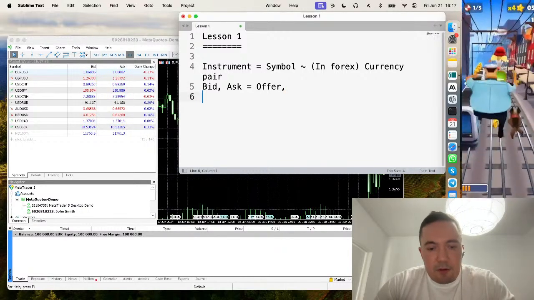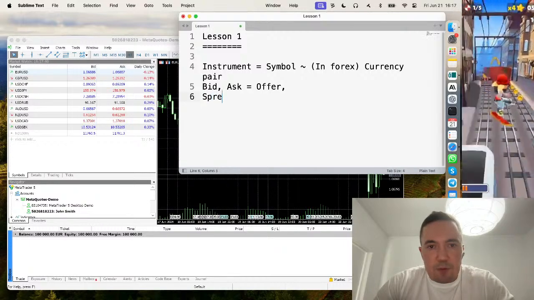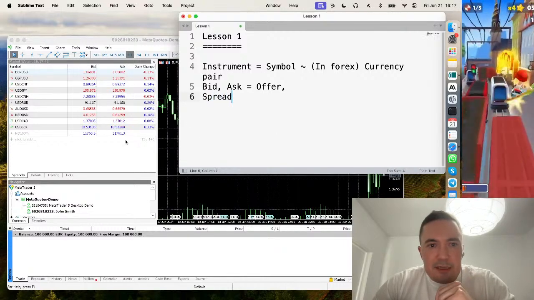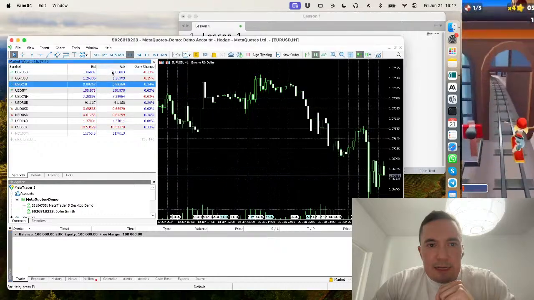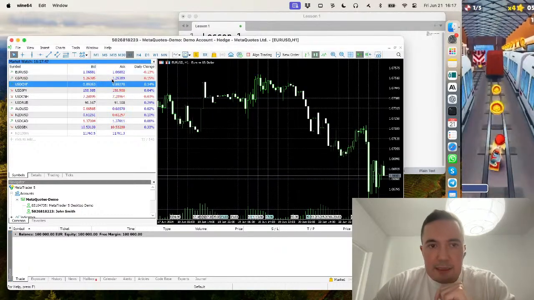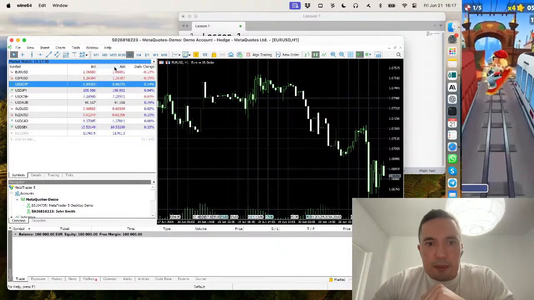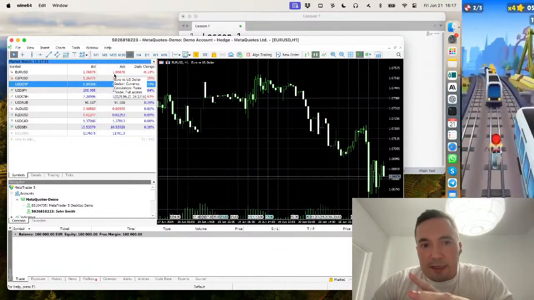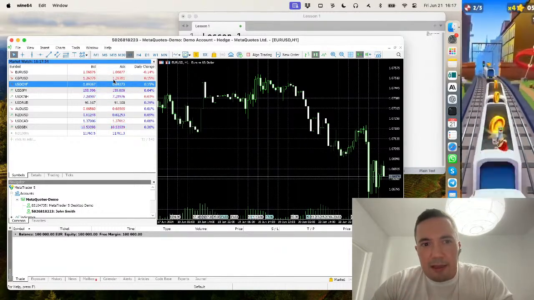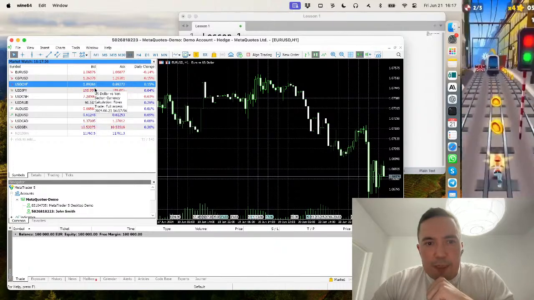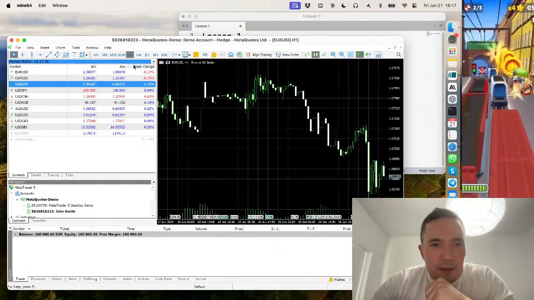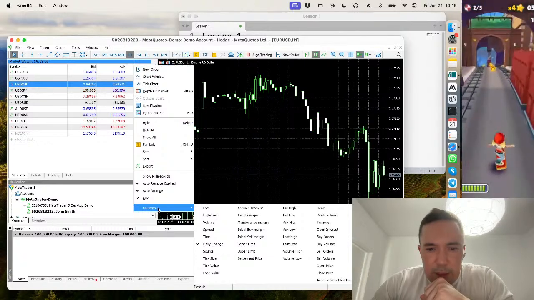Next, we should cover what is spread. Spread is ask minus bid. So it's the difference between the price at which you would probably buy and the price at which you would probably sell at this moment. Can we show it here? I think we can.